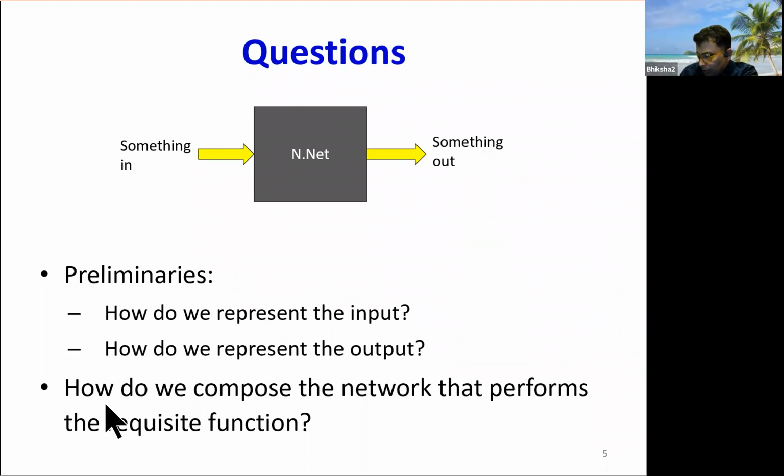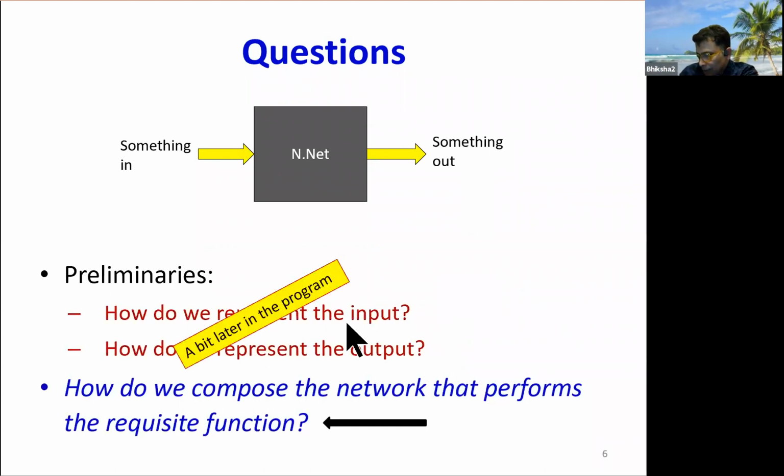And also, we know that the network as a universal approximator can compose functions that perform all of the tasks above. But then how do we actually compose the network that performs these tasks? For today, we are going to focus on the second issue. How do we compose a network that computes the requisite function? We'll answer these first two questions later.